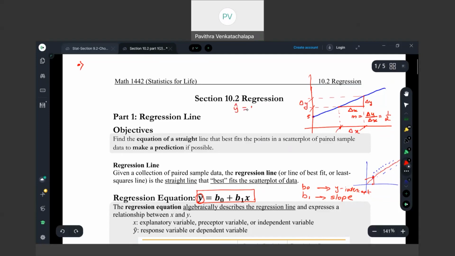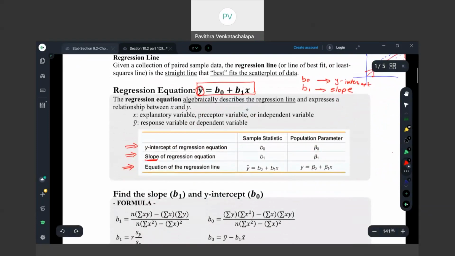Let me write it here, ŷ = b0 + b1x. Now as I told you, b1 means the slope, which is 0.5 or 1 by 2. And I told you that b0 is the y-intercept. What do I mean by y-intercept? It is a simple term that means the value on the y-axis from where the line is starting. So that is fine. This is how you write the regression equation.